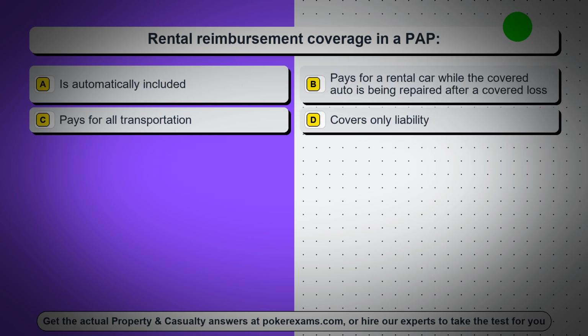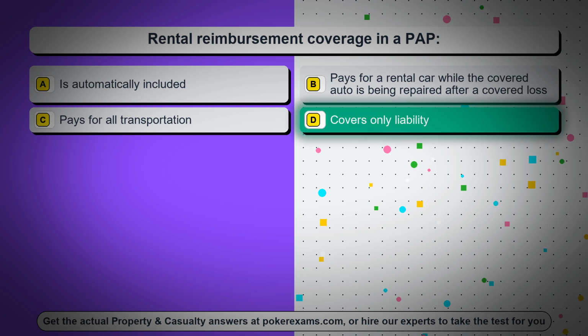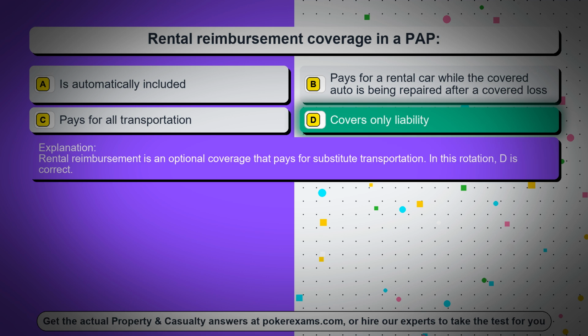Question 30. Rental reimbursement coverage in a PAP. Option A, is automatically included. Option B, pays for a rental car while the covered auto is being repaired after a covered loss. Option C, pays for all transportation. Option D, covers only liability. The correct answer is option D, covers only liability. Rental reimbursement is an optional coverage that pays for substitute transportation. In this rotation, D is correct.